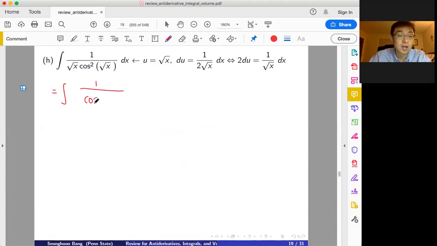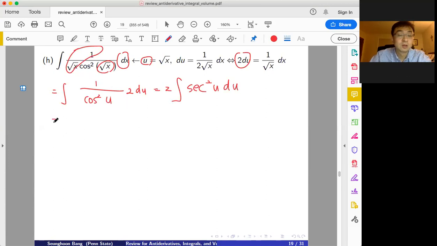Next, change. 1 over cosine squared of root x, where root x is u. The 1 over root x dx is 2 du. We have 2 du. You can take out 2. 1 over cosine squared is secant squared.